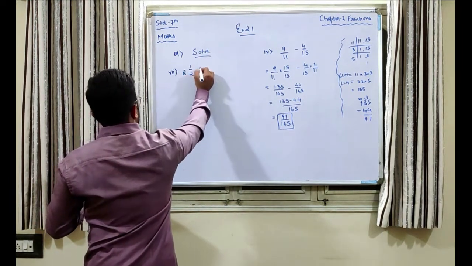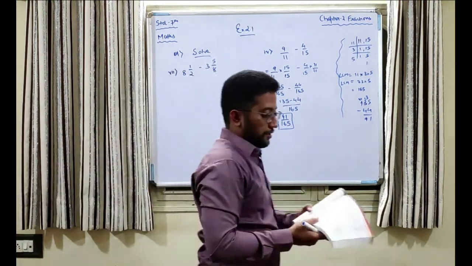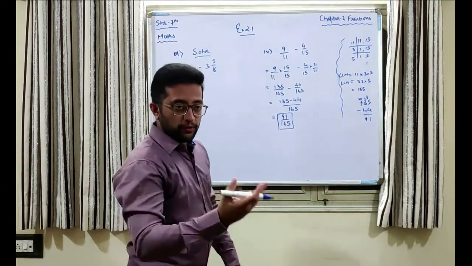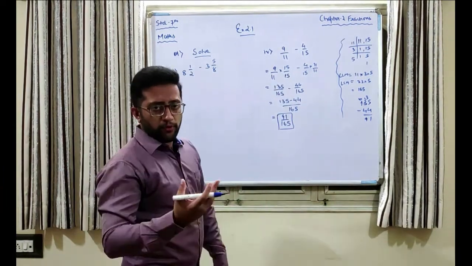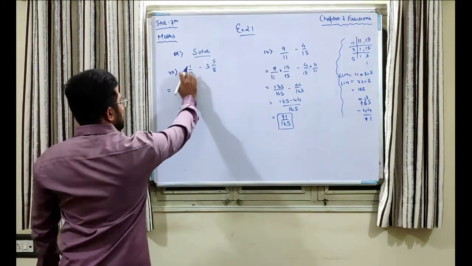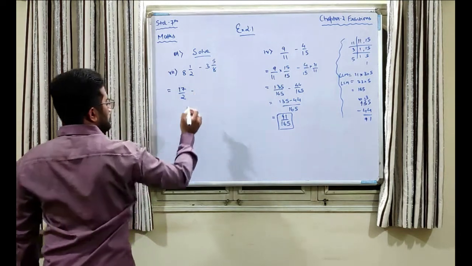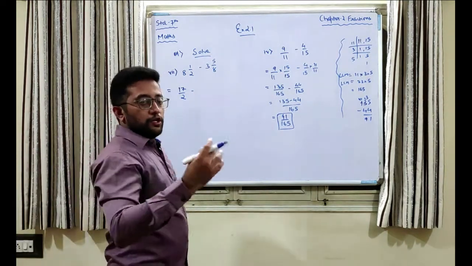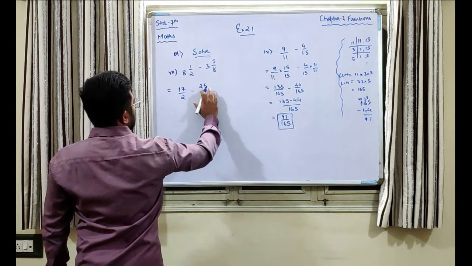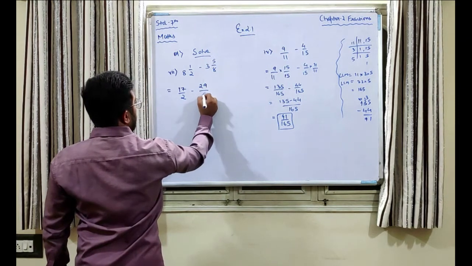8 1 by 2 minus 3 5 by 8. Okay, so first of all, the first step here in case of a mixed fraction is to convert it into a fraction. It can either be a proper or improper one. So let us convert the same. 8 into 2 is 16, 16 plus 1 is 17 by 2, minus 3 8s are 24, 24 plus 5 that is 29 upon 8.